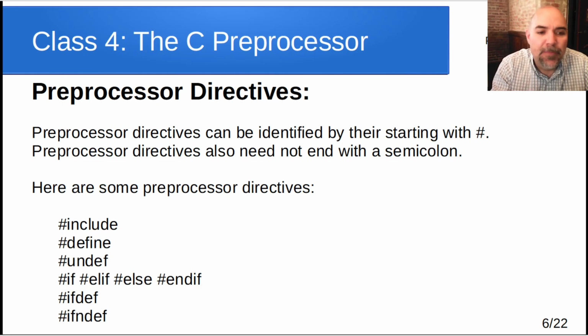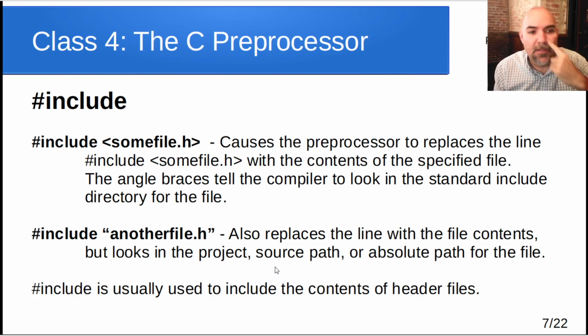Okay. So here are some preprocessor directives listed here. We're going to go through these, so I'm not going to spend a lot of time on them right now. But we're going to look at those and talk about what they do. All right, so let's start with pound include. We talked about this last class, but I'm going to mention it again here just for completeness.